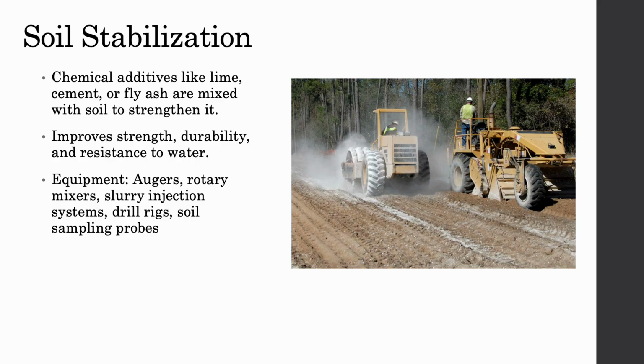With soil stabilization, chemical additives like lime, fly ash, or cement are mixed into the soil. This helps increase the soil's strength, durability, and resistance to water. It's commonly used to strengthen weak soils or prepare a contaminated site for further remediation or construction. Equipment you'd expect includes augers and rotary mixers to blend the additives, slurry injection systems and drill rigs. Soil sampling probes are also used to verify that mixing is even and effective.